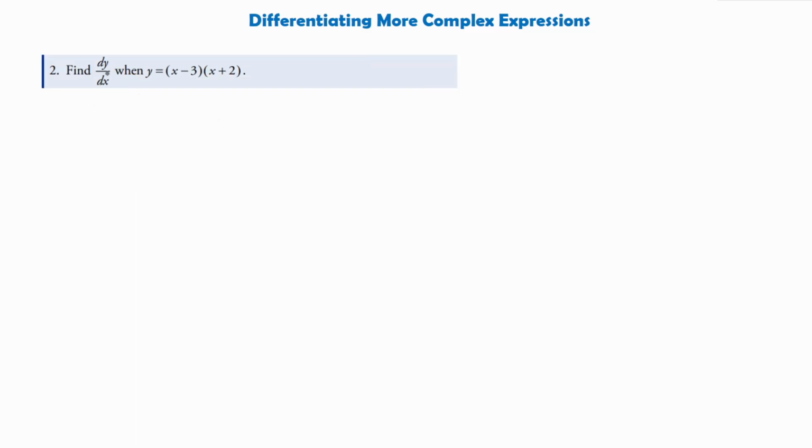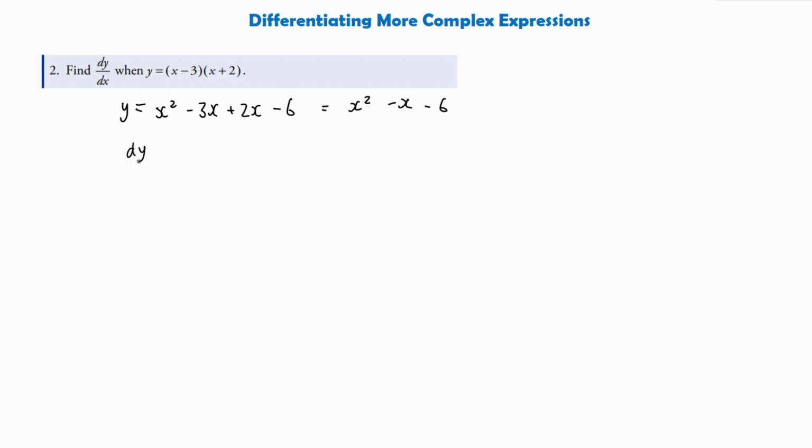Example 2, find dy by dx, which just means differentiate, when y equals, so this time we do have brackets. We've got x minus 3 times x plus 2. Now, if you remember, when we talked about preparing to differentiate, we said the first thing you must do is multiply out any brackets. So in this case, y is going to be equal to, multiplying out the brackets, x squared, then minus 3x, then plus 2x, and then minus 6, which is simply equal to x squared minus x minus 6. And now we can differentiate this.